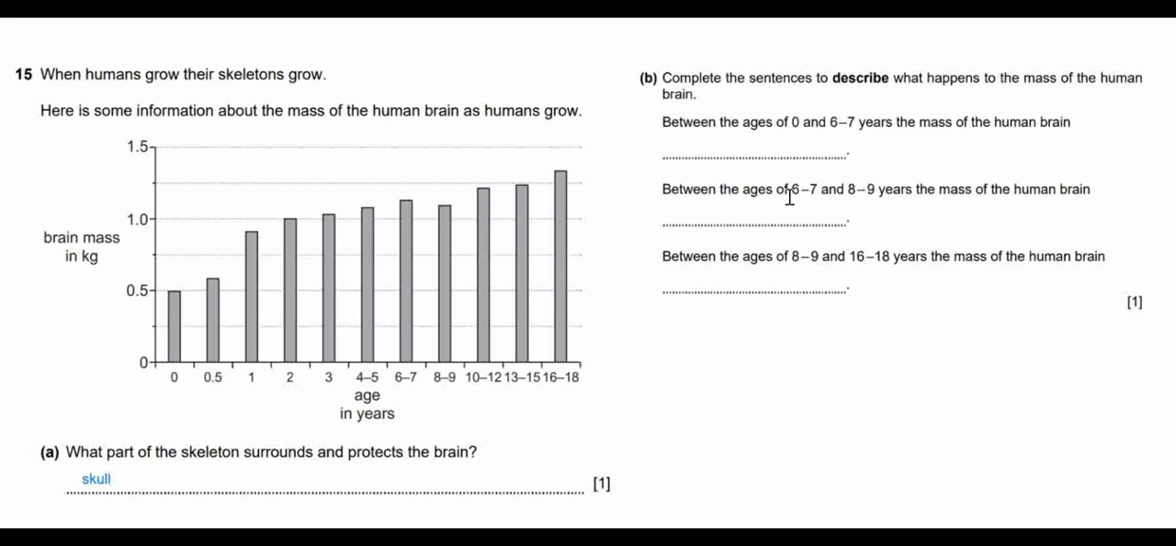Blank. Between the ages of 6 to 7 and 8 to 9, the mass of the human brain, what happened here? Next, between the ages of 8 to 9 and 16 to 18, what happened to the mass of the human brain? Alright, you're given 10 seconds from now.